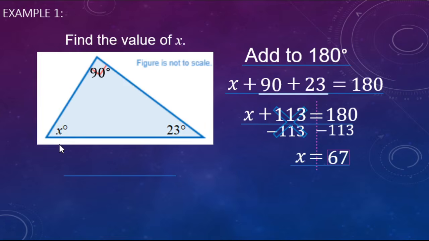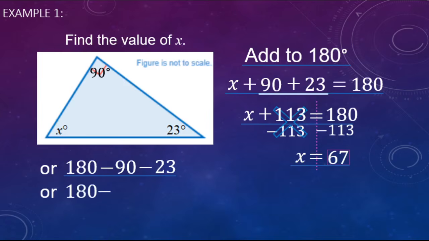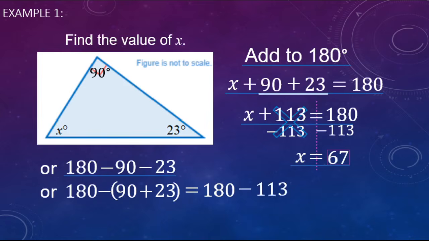That's going to undo this positive 113, and then 180 minus 113 is 67 degrees for our angle over here. Now another way of looking at this is we're going to start with 180 degrees and subtract off the other 2 angles, 90 for that one, and we're also going to subtract off the 23. So another way is you start with 180 and subtract off the sum of the other 2 angles. You can add them up first, the 90 and the 23, and then subtract from 180. So it would look like 180 minus 113, which is what we did in our equation as well. But it's just 2 other ways of doing the same thing.